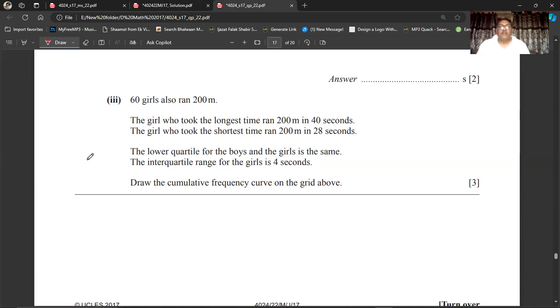Also ran 200 meters. The girl who took the longest time ran 200 meters in 40 seconds. The girl who took the shortest time ran 200 meters in 28 seconds. The lower quartile for the boys and the girls is the same. The interquartile range for the girls is 4 seconds. Draw the cumulative frequency curve on the grid above.